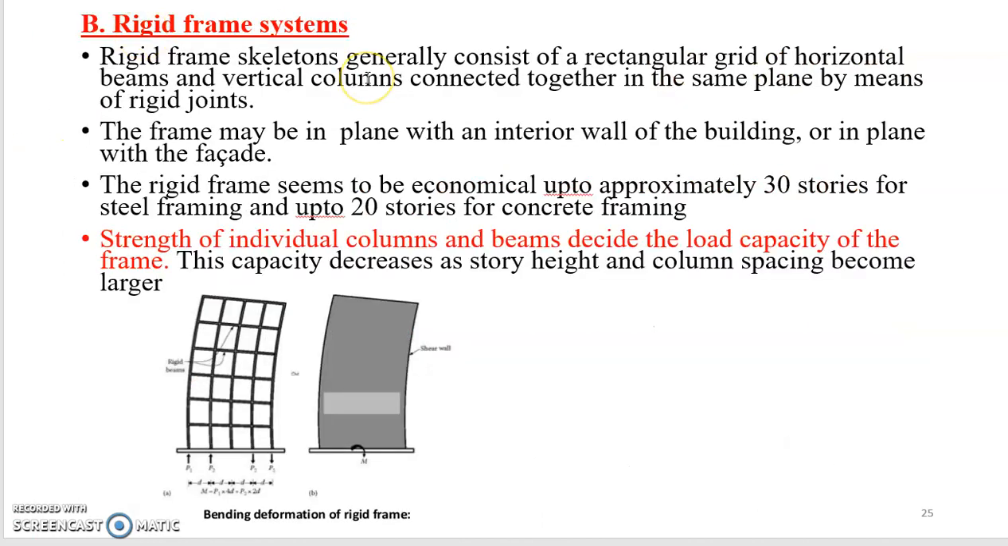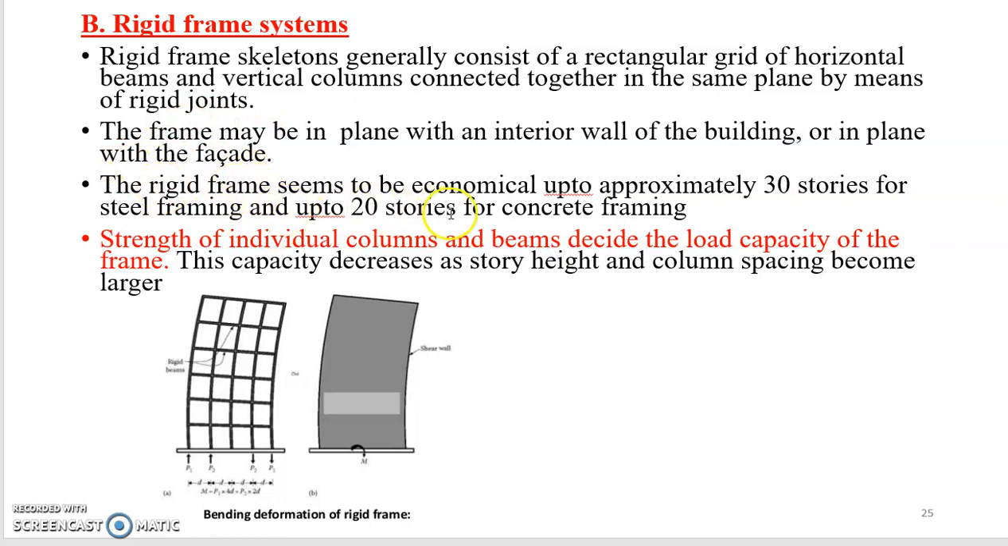Next, we have rigid frame systems. Rigid frame skeletons generally consist of a rectangular grid of horizontal beams and vertical columns. So you can see these are the horizontal beams and we have the vertical columns. So they are forming a grid which is jointed by rigid joints. The frame may be in plane with an interior wall of the building or in plane with the facade.